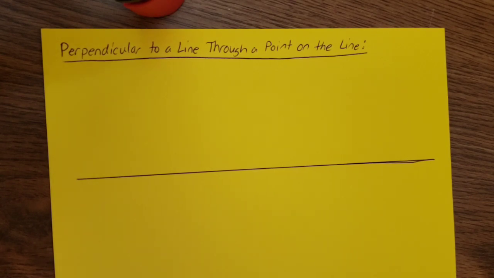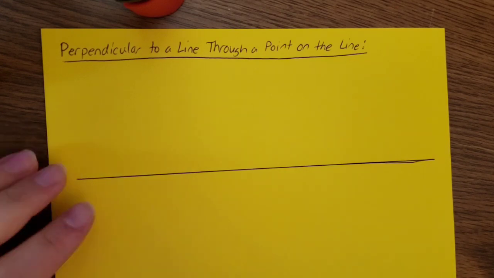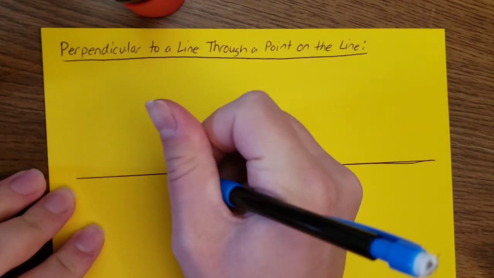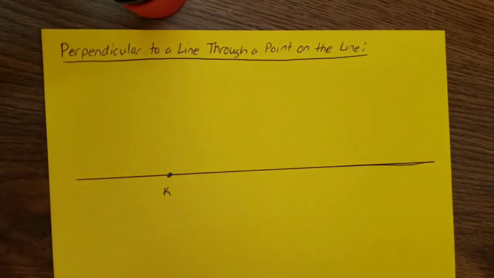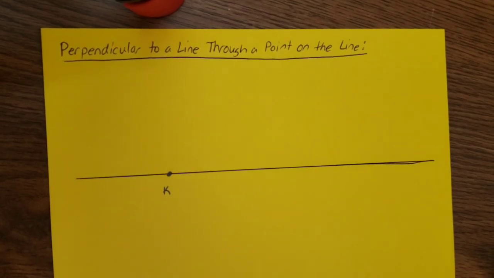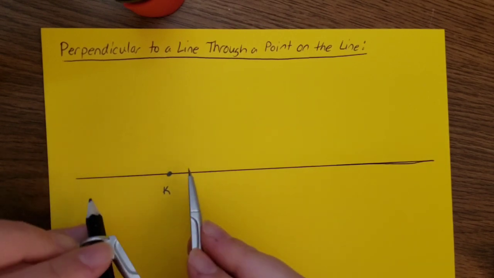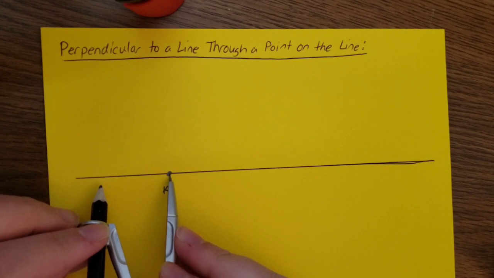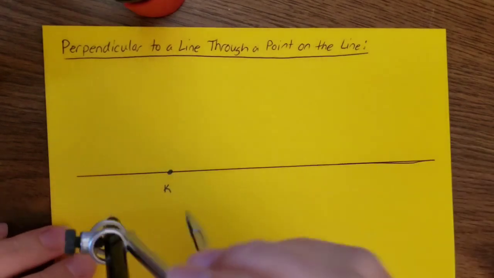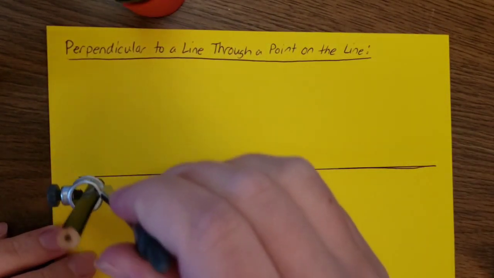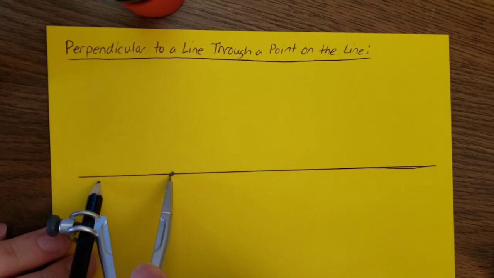So this construction has us building this perpendicular through a point on the line. So I'm going to draw that point for us right there. I'm going to call it point K. What you call it doesn't matter. So when we are going to be doing this construction, the way we are going to start is we are going to take the pointy end of our compass and put it on K. Then I'm going to open my compass to, they call it a medium opening. Really just get it open enough that you're a little ways away from K, but you're still on the line.